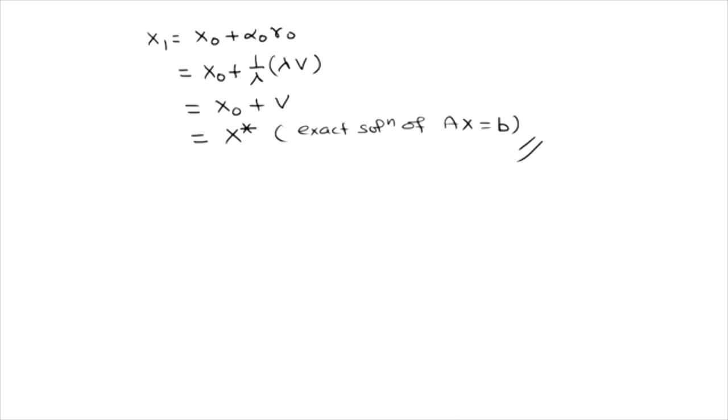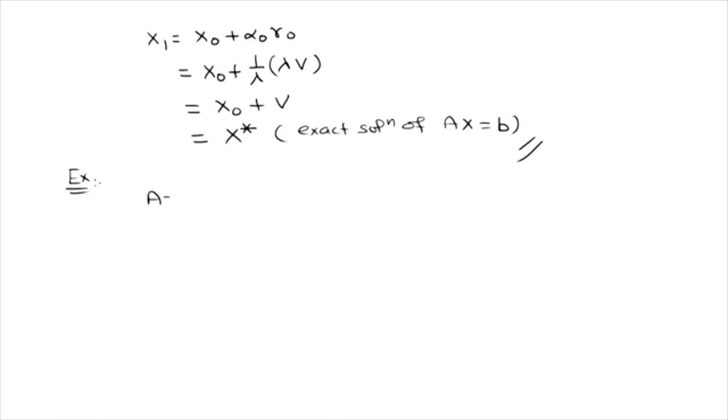So, in this way we have seen that if you choose the initial solution in such a way that the initial error is an eigenvector of the matrix A, then the steepest descent method will converge in just one iteration. So, if somehow you have an idea of the eigenvector of A, you can choose your initial solution in such a way that the error in the zeroth iteration will be that eigenvector, then your method will converge in just one iteration. This is the idea. So, let us take an example based on this.